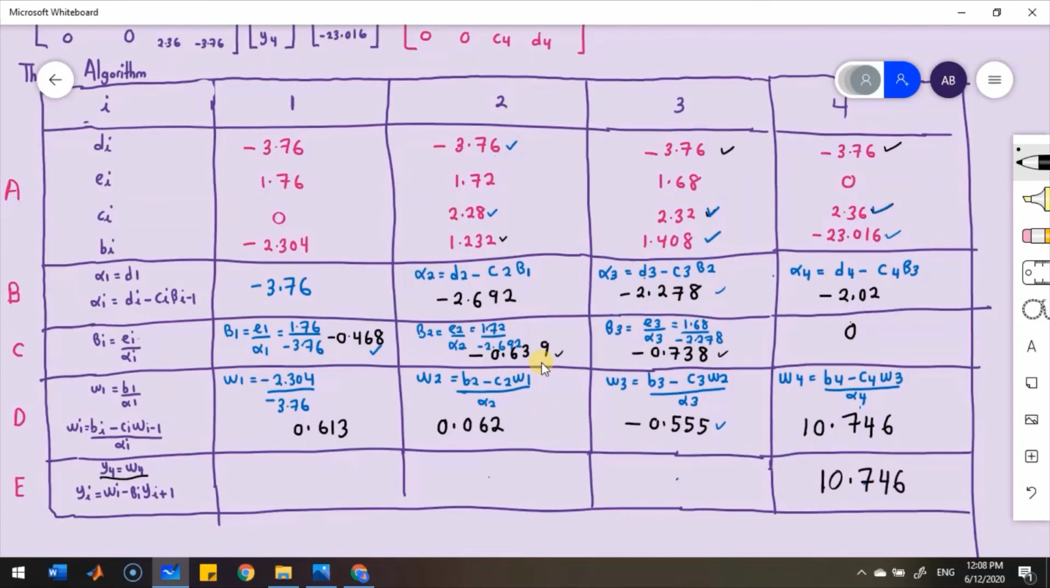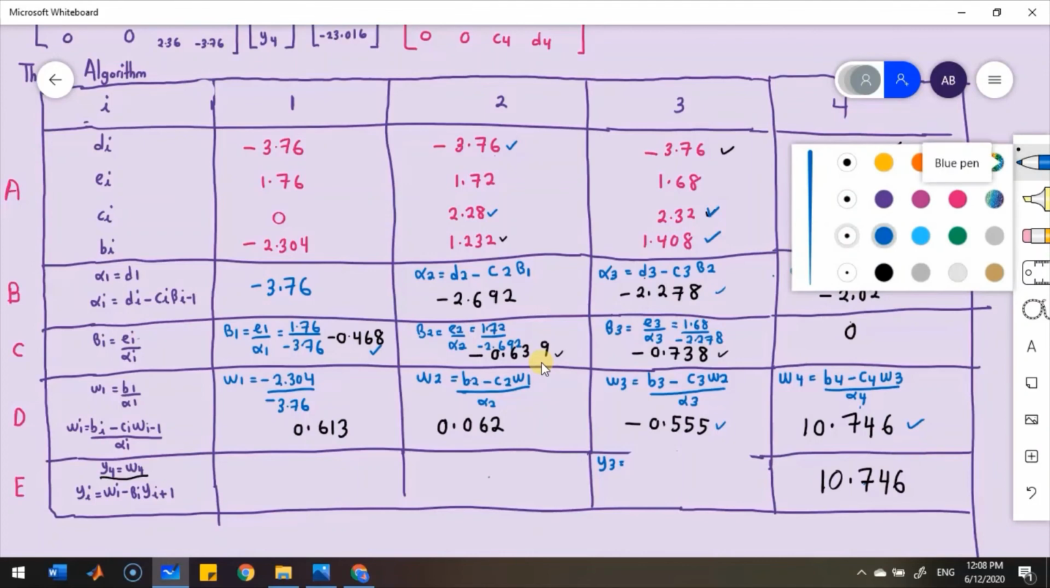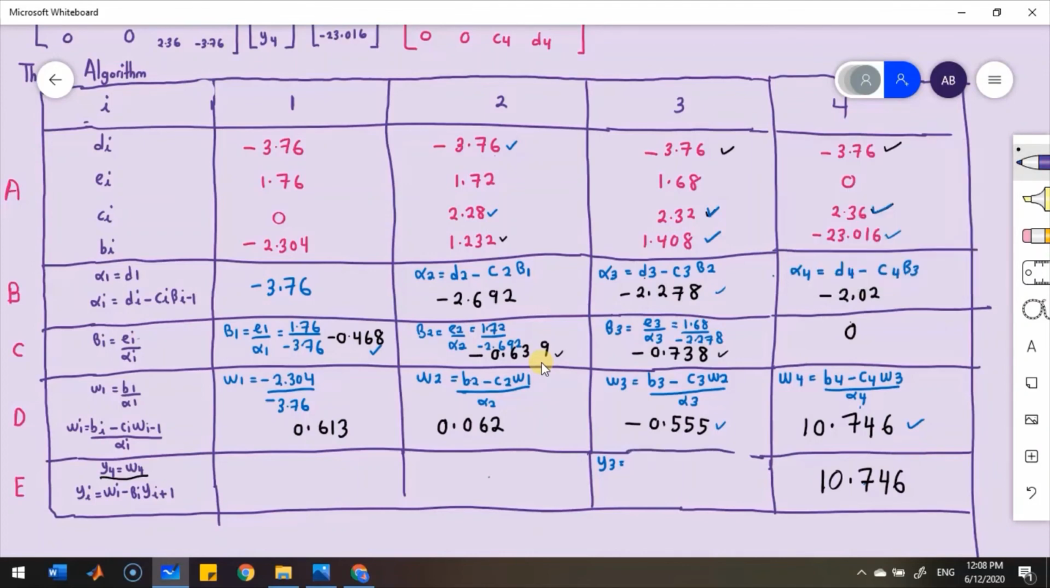Straightforward. So to find Y3, use the formula given here. It is W4 minus beta 4 times Y. Beta 4 is 0. Let me see. Sorry. I know something is wrong because my beta 4 is 0, so I cannot find beta. Let me just fix it. I guess my eyes are getting tired with the small screen here. Hang in there, everyone. We are almost there.